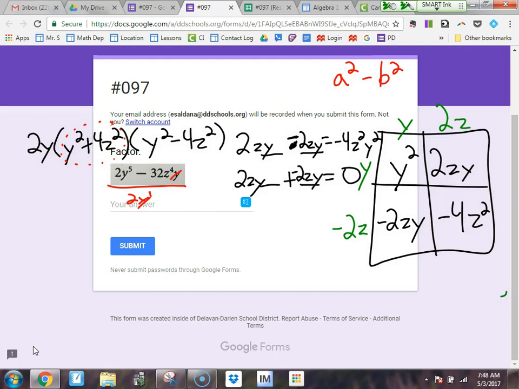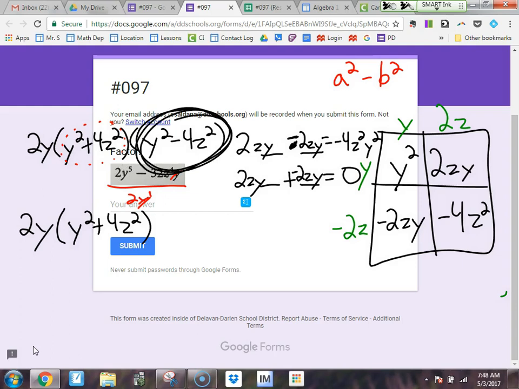So factored out just one more time, this last piece, that's going to be our final answer, is the 2y that we originally factored out at the very beginning. Then we have the part that we ignored with the plus sign, y squared plus 4z squared. And this part, which we just got done factoring using this box, is y plus 2z in parentheses times y minus 2z.